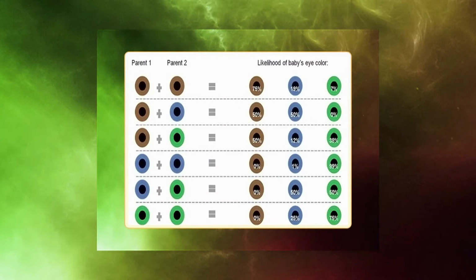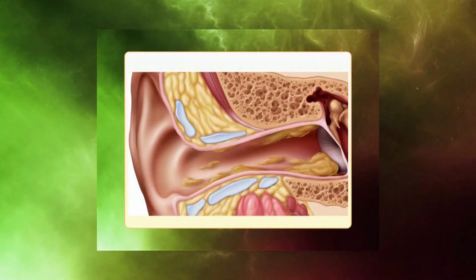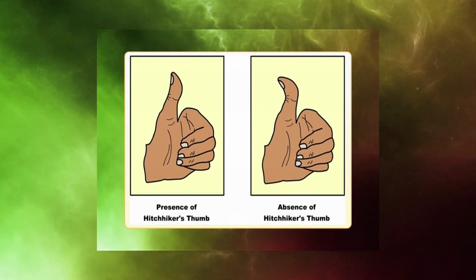There are few easily visible normal external characteristics that show monogenic inheritance. Examples are eye color, large or small ear lobes, sticky or dry earwax, ability or inability to curl the tongue, ability or inability to taste a substance, and ability or inability to hyperextend the thumb, that is, hitchhiker's thumb.